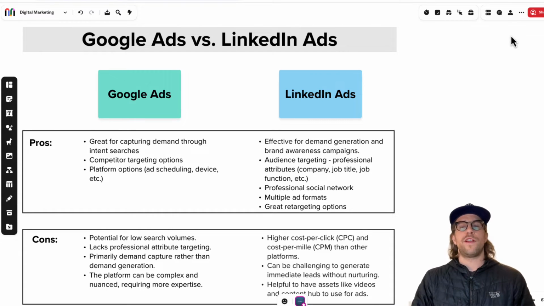Again, it's a professional network, so you can target all the different attributes of a member's profile. So you can get in front of a specific company and specific people that work at a company based off of their job title or job function.